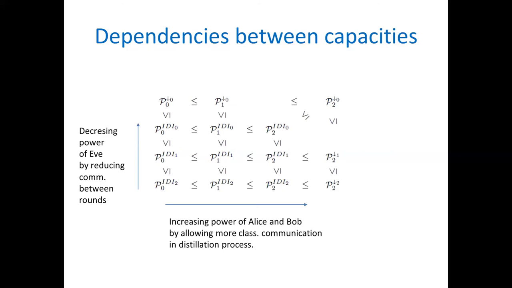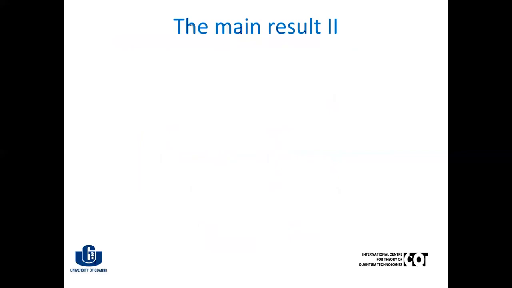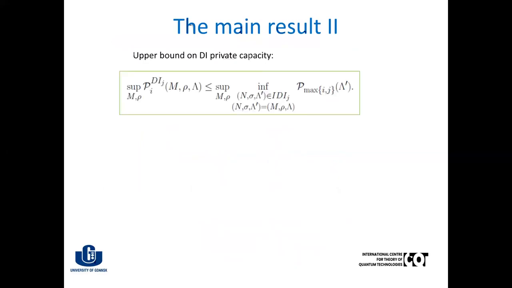So this is just to say that maybe it's not that scary, but there are many, many of these definitions that you can have. But I want to tell you about the main result, which is that the supremum of the device independent private capacity, on the left hand side, is upper bounded by the supremum I take over M and rho, measurements and states now, not only on measurements but also on states. So this is upper bounded again, by the same supremum, but with the infimum over attacks via setups from this IDIJ class that exactly mimics our honest implementation setup. This infimum is taken of the ordinary private capacity of lambda prime, where max of IJ communication is allowed. So depending on what the indices I and J are, this is 0, 1 or 2.